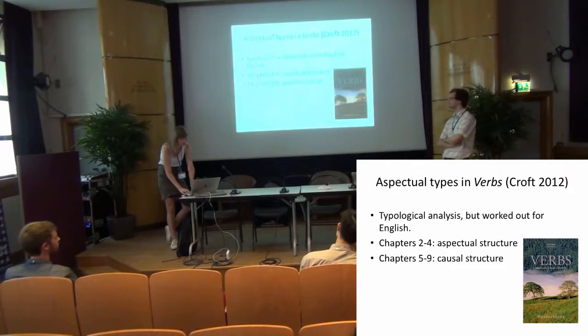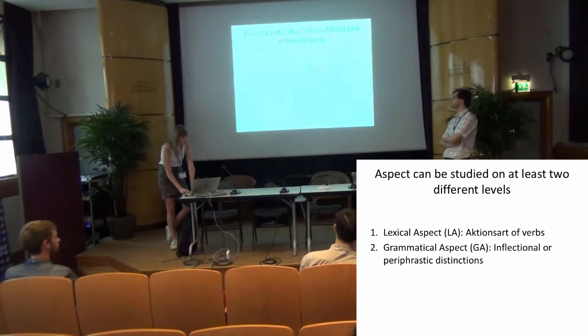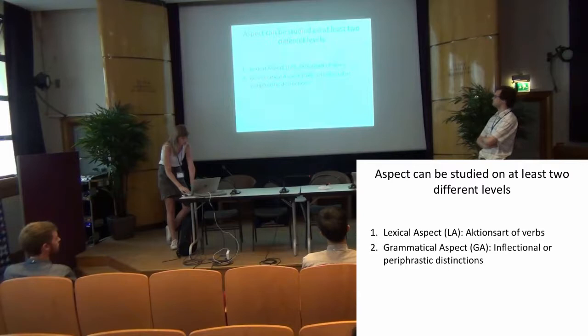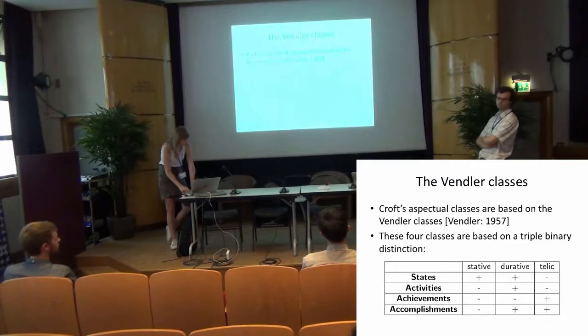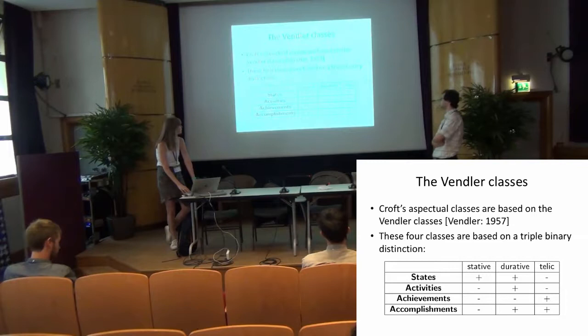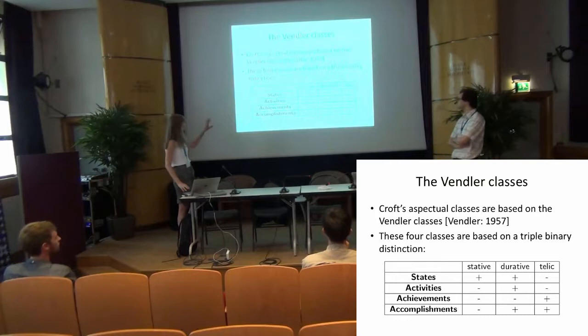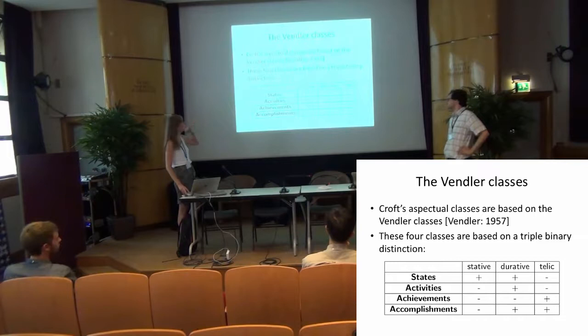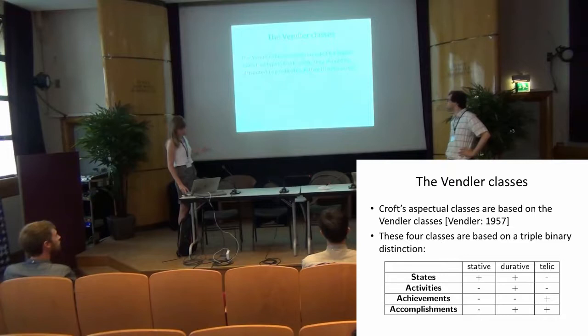He says that aspect can be studied on at least two levels. There's lexical aspect, which is in the verbs, and grammatical aspect added by inflectional or periphrastic distinctions. He also goes back to the Vendler classification of four classes: verbs that are states, activities, achievements, and accomplishments. He splits his verbs into these four classes, and each class has some properties, which are binary distinctions, such as telic or not, and so on. But this is nothing new. They were of course intended for lexical aspectual types, but he says in English they should be attributed to predicates rather than to verbs themselves.